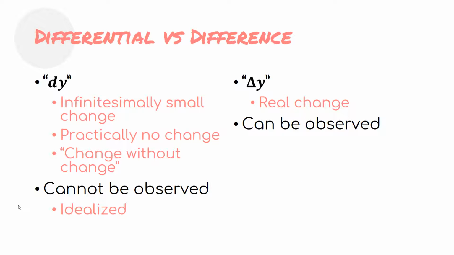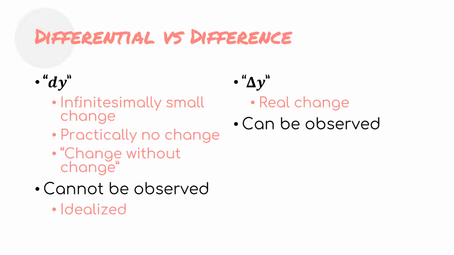So apart from the concept of differential, there is also a concept of difference. Differential is denoted by dy, but difference is denoted by this triangle called delta, so this is delta y. Differentials and differences are both changes, but the differential is the change that is infinitesimally small. It's so small that it's practically no change. Another way to say it is a change without change.